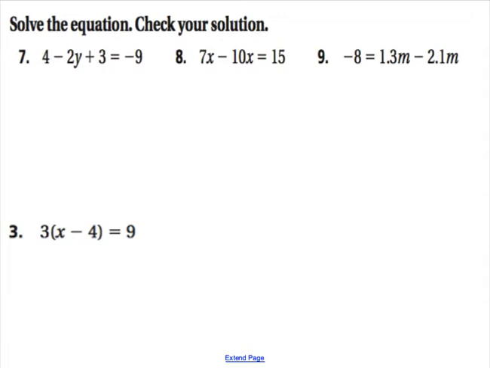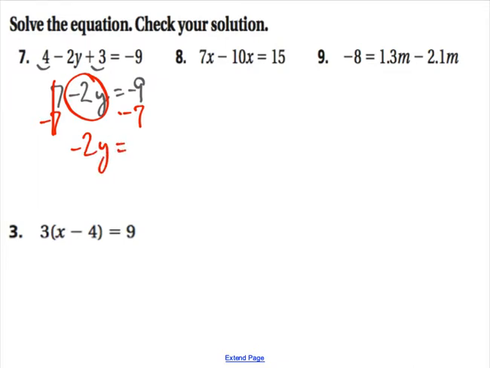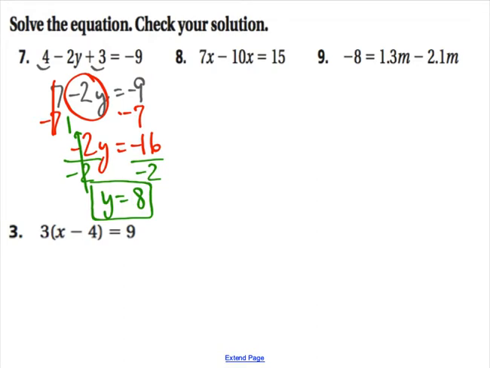Solve each equation, check your solution. We start by simplifying both sides. On number 7 here, 4 and 3 make 7. 7 minus 2y is equal to -9. We need to next isolate the variable term, -2y. We need to do a -7 to get rid of that. So -2y will equal -16. Next, we need to make the coefficient of the variable term equal to 1. We divide by -2. This gives us 1y equals -16 divided by -2 is +8. And we get our solution.